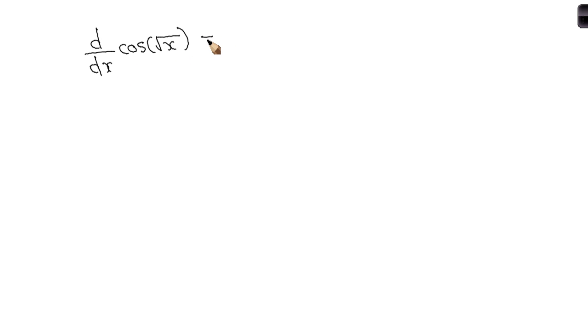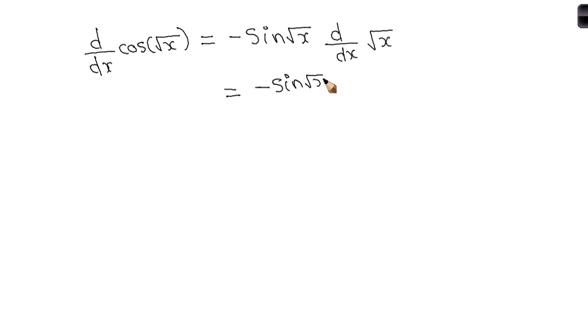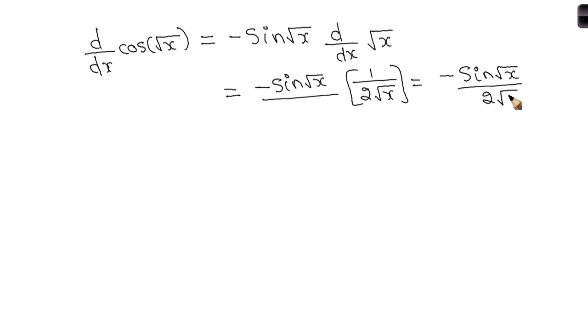What is the derivative of cos of root x? Minus sine of root x into the derivative of root x. What is the derivative of root x? 1 by 2 root x. So this becomes minus sine root x into 1 by 2 root x, which is minus sine root x upon 2 times root x. This is the solution for the derivative of cos of root x.